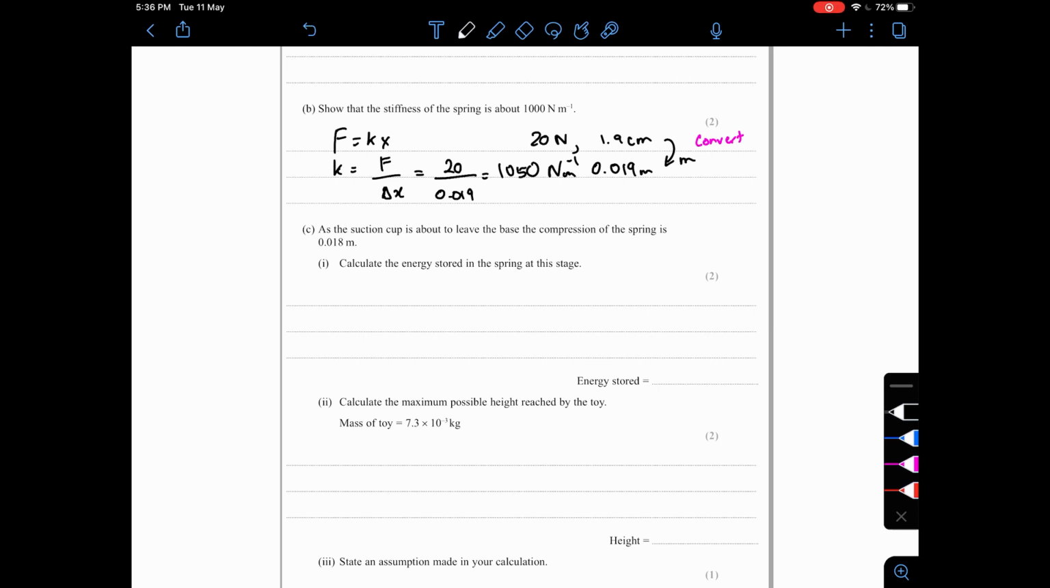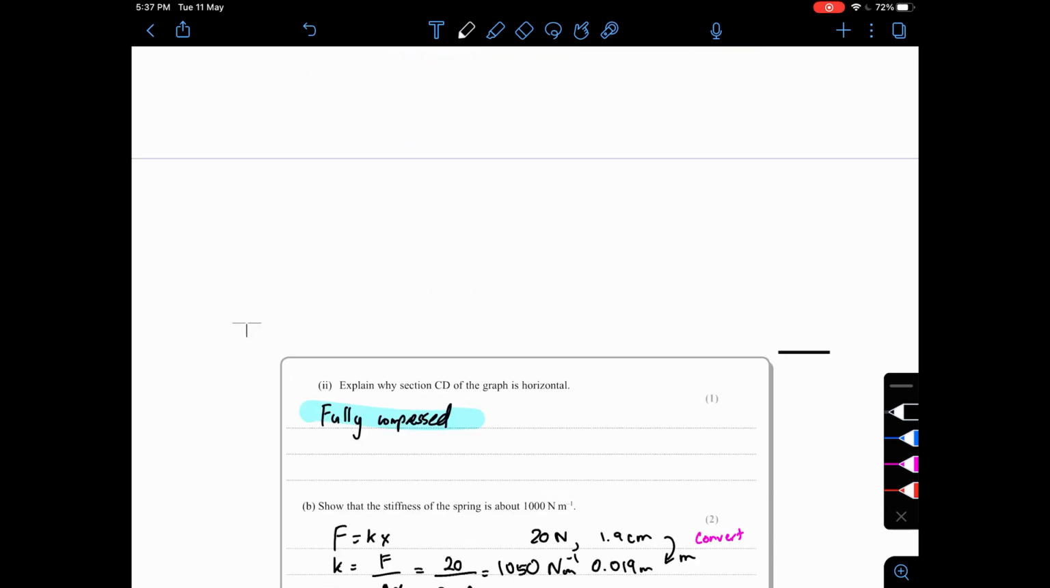As the suction cup is about to leave, the compression of the spring is 0.018. Calculate the energy stored in the spring at this stage. Now this is 1.8 centimeters, right? What do we know about energy? We know that energy is a half times force times delta x, or half k x squared, same thing. We know what delta x is, which is 1.8 centimeters, but in meters it is 0.018.